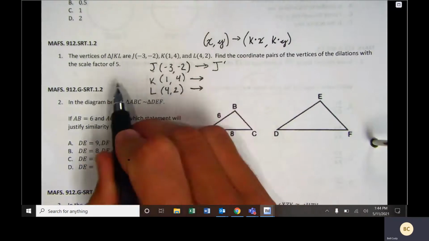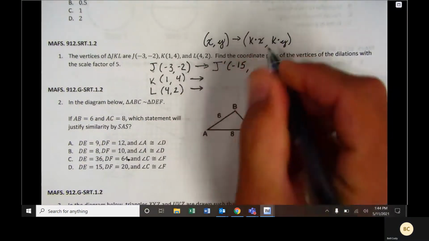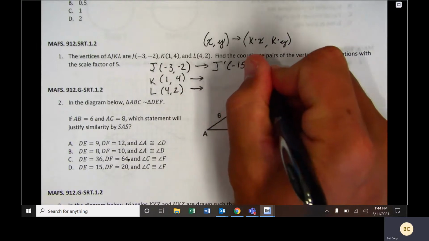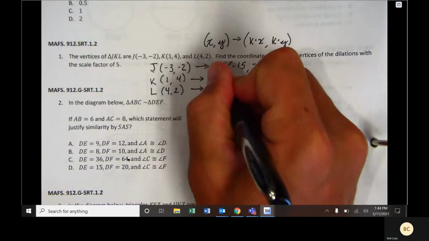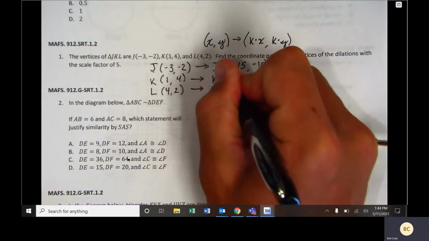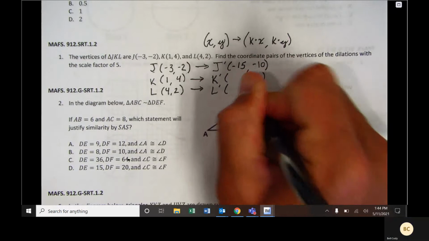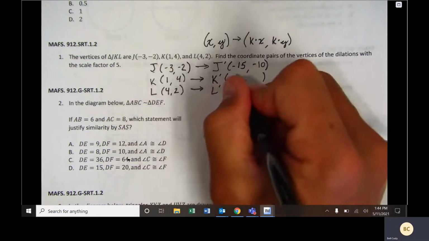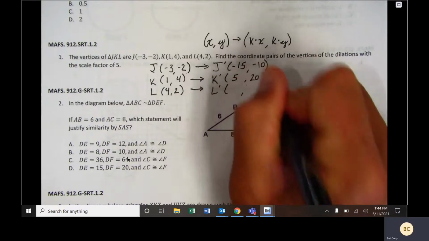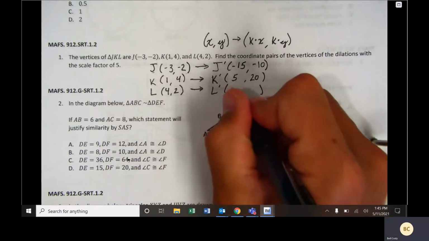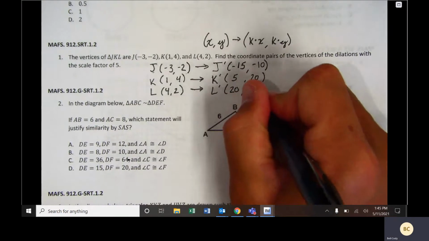In this case, -3 times 5 gives us -15, and -2 times 5 gives us -10. So J prime is (-15, -10). K prime and L prime: 1 times 5 is 5, and 4 times 5 gives us 20. So K prime is (5, 20). For L prime, 4 times 5 gives us 20, and 2 times 5 gives us 10.